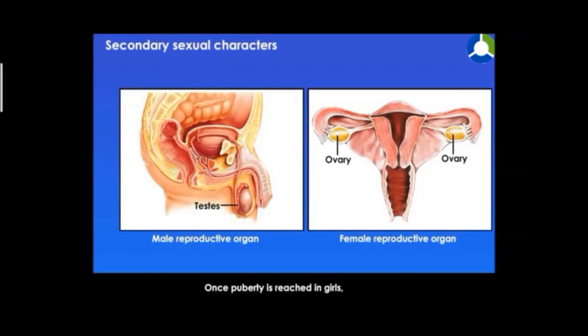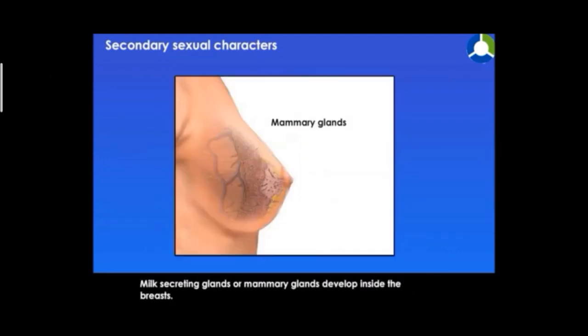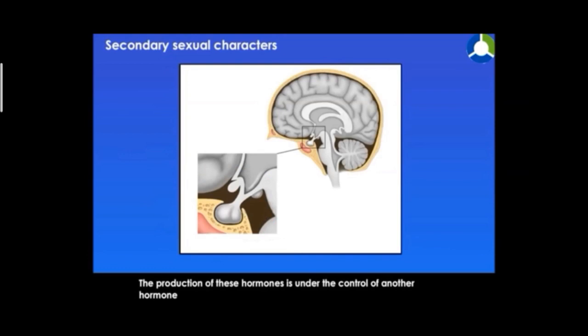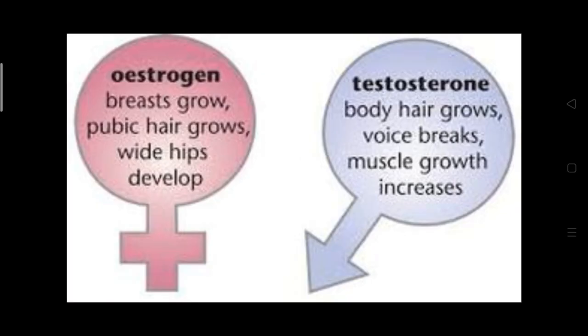Once puberty is reached in girls, the ovaries begin to produce the female hormone, estrogen, which makes the breast develop. Milk secreting glands or mammary glands develop inside the breast. The production of these hormones is under the control of another hormone secreted from an endocrine gland called the pituitary gland. Sex hormones are responsible for the changes occurring during puberty. That means secondary sexual characters.